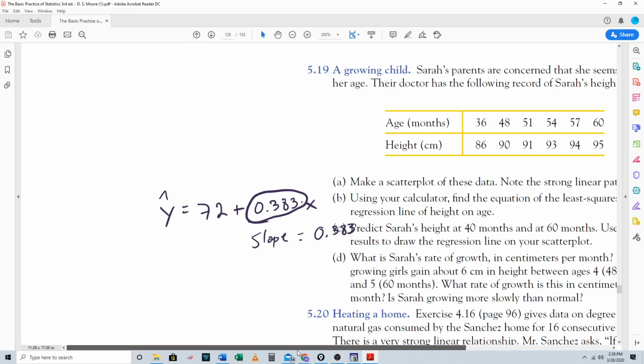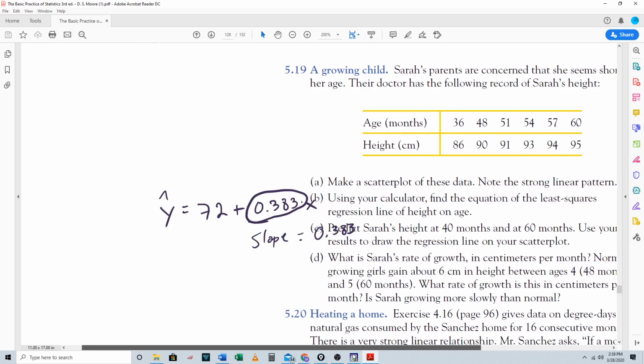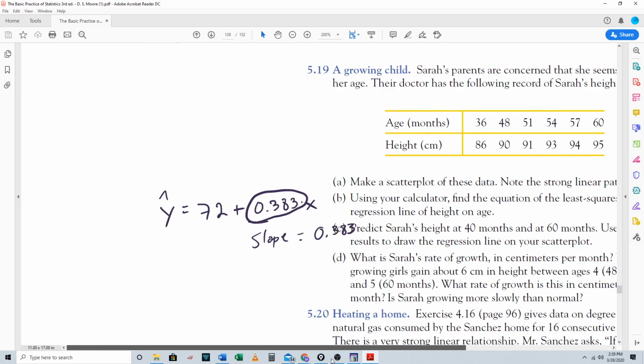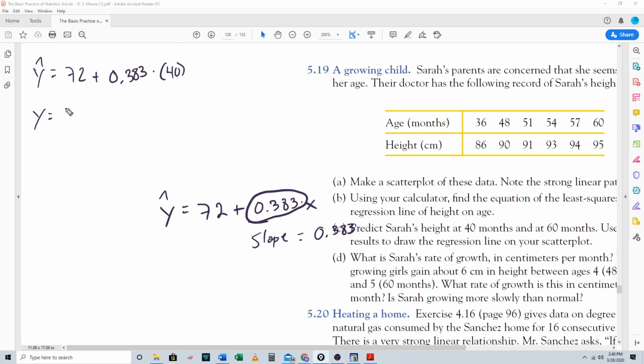So we have the scatter plot, and we made the regression line. It says predict a height at 40 months and 60 months, which basically means they want us to do this. I forgot to do the pen thing again. So y hat equals 72 plus 0.383 times 40, and y hat equals 72 plus 0.383 times 60. They want us to do both. The last question is, what is Sarah's rate of growth? That's the slope. That's the rate of growth.